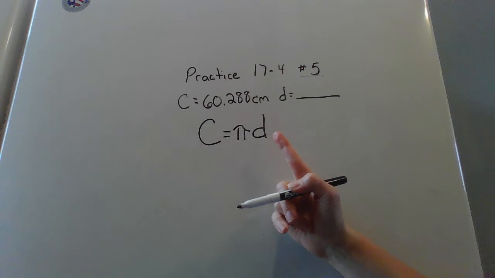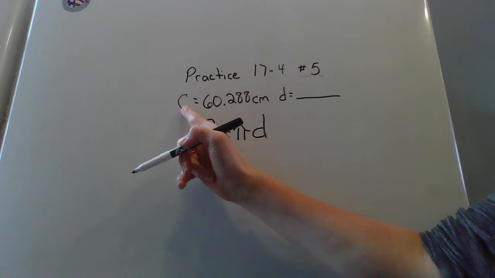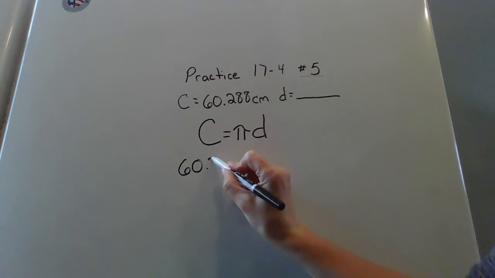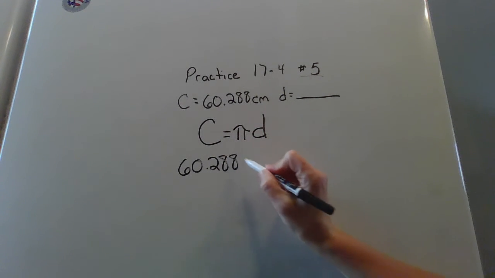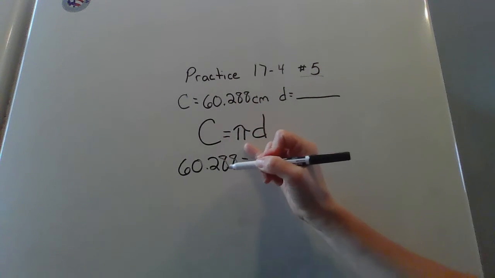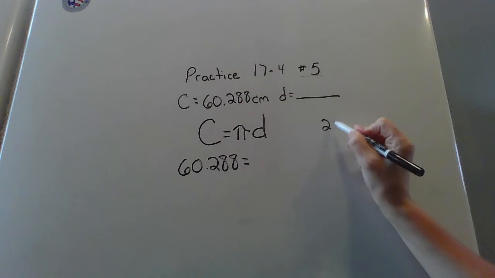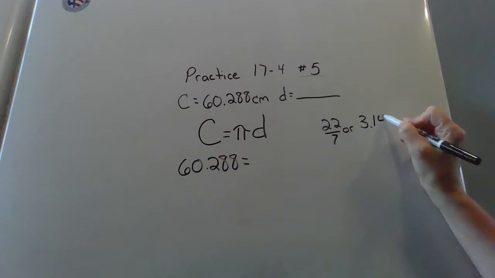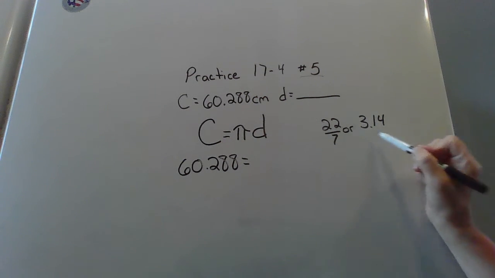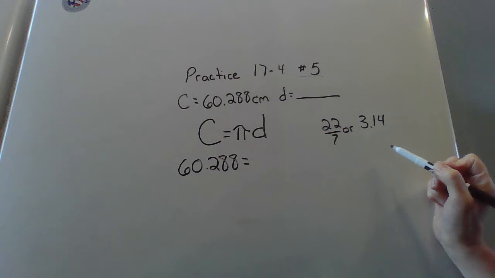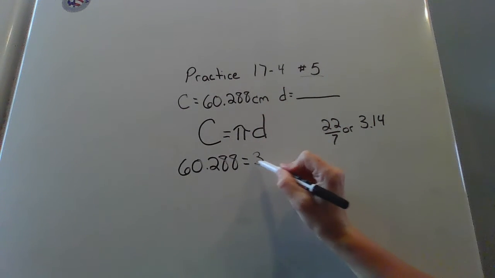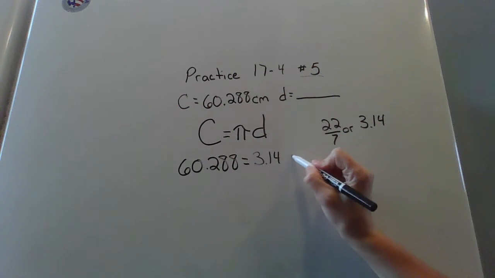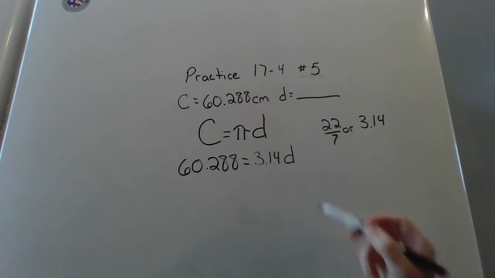So now what I'm going to do is plug in place of C. They tell me that C equals this. So I'm going to substitute 60.288 in place of the C. Pi, again, you have two choices for pi, 22 over 7 or 3.14. We're going to stick with the decimal because I think right now that's the easier one to use. We're going to stick with 3.14 because that's what they're telling us to use for pi. And then we don't know what D is. So there is my equation.